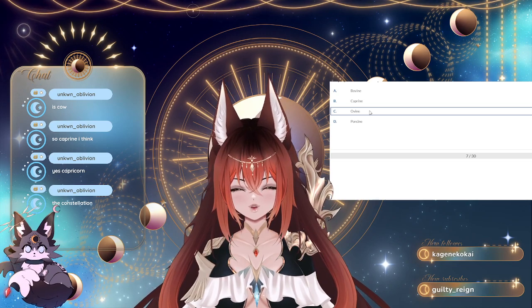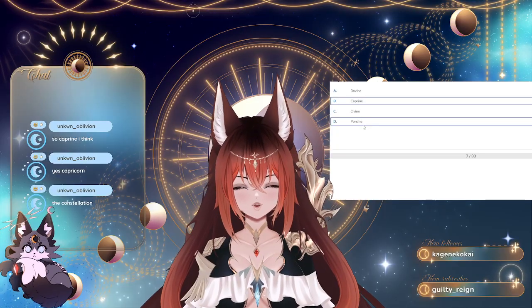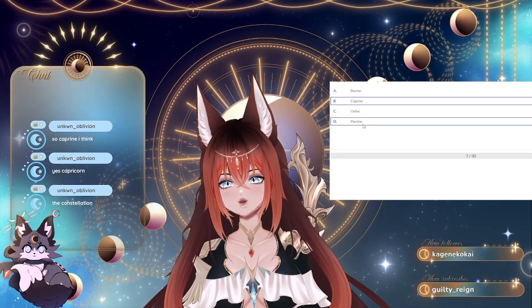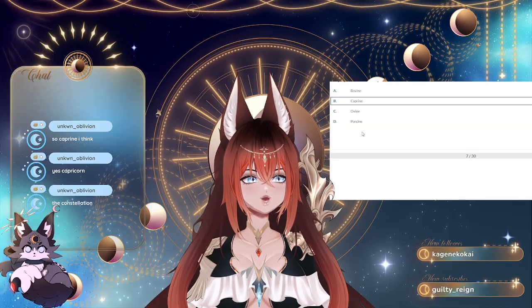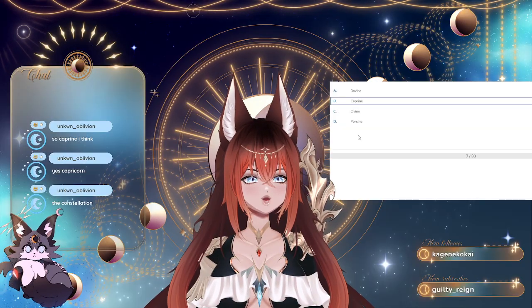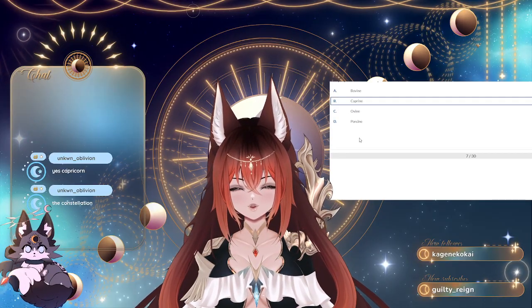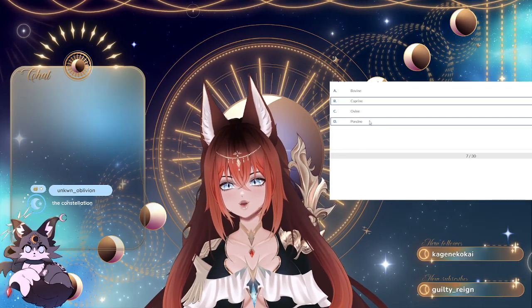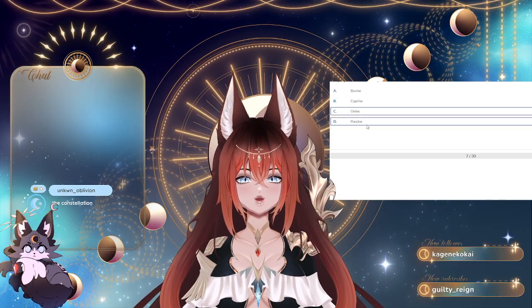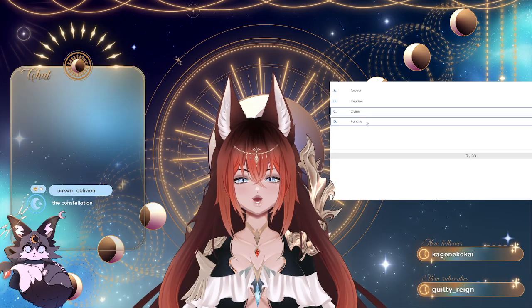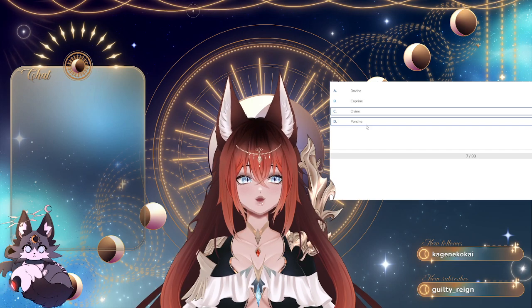Caprine? Wait, no, what's ovine? No, I think Capricorn's a goat. Capricorns are goats, not sheep. I don't know why I'm stuck on ovine. Porcine, I think that one's the pig.